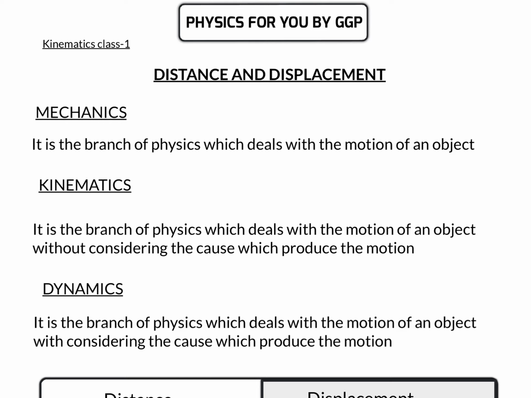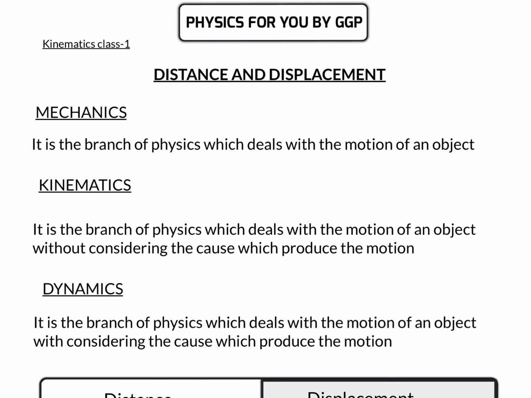So the major portion in 11th class physics is related to a topic known as mechanics. This mechanics is nothing but the branch of physics which deals with the motion of an object. It is further classified into two. One is known as kinematics and another part is known as dynamics.